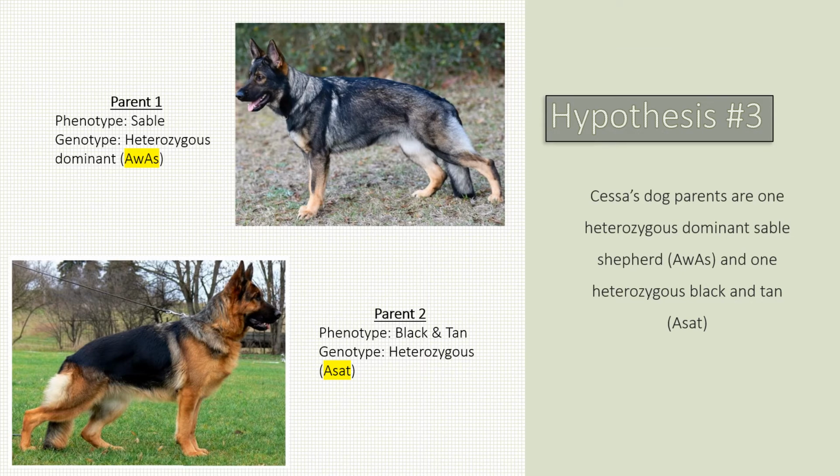So, let's work through hypothesis number 3. As we're keeping our hint in mind, we're not going to do any more homozygous dominant combinations because we know for sure that we are not getting a homozygous recessive offspring from that option, okay? So for number 3, let's try Sessa's dog parents being one heterozygous dominant sable shepherd, showing an AW-AS genotype, and one heterozygous black and tan, showing an AS-AT genotype. Now, we know for sure that we're getting closer here because we have this AT right here in our parent number 2.